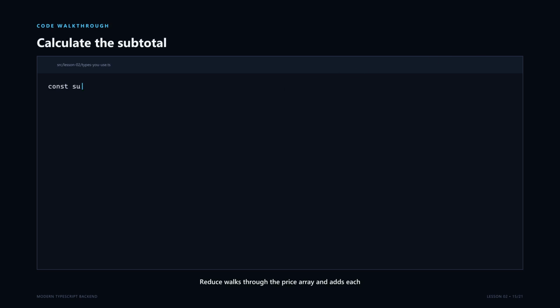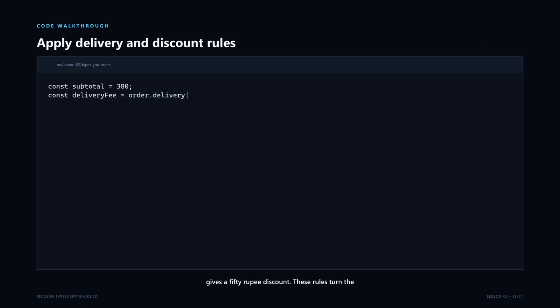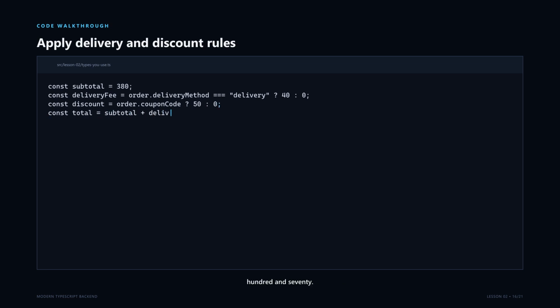Reduce walks through the price array and adds each item to the running sum. The initial sum is 0. Because every array item is guaranteed to be a number, TypeScript also knows the subtotal is a number. The result is 380. Delivery adds 40 rupees. Pickup adds nothing. A coupon gives a 50 rupee discount. These rules turn the types into useful behavior. 380 plus 40 minus 50 gives a final total of 370.